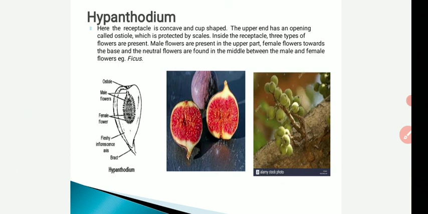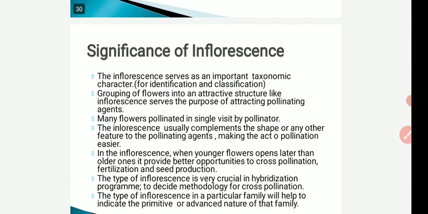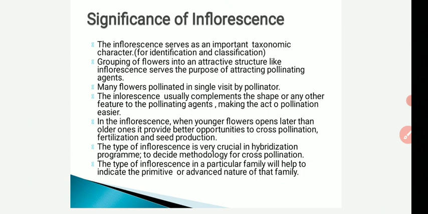Now we are going to discuss the significance or importance of inflorescence. So let's see what is the contribution, or what is the importance of inflorescence in plant life, as well as in human life also. First of all, the inflorescence serves as an important taxonomic character. For example, families Labiatae and Umbelliferae are characterized by the presence of verticillaster and umbel type of inflorescence, while Mimosae and Moraceae are characterized by the presence of globose head and hypanthodium type of inflorescence. So these types of inflorescence are utilized for identification as well as classification of plants into particular groups or families.